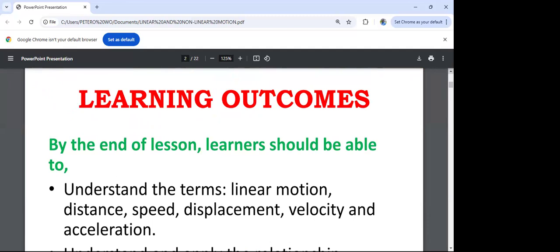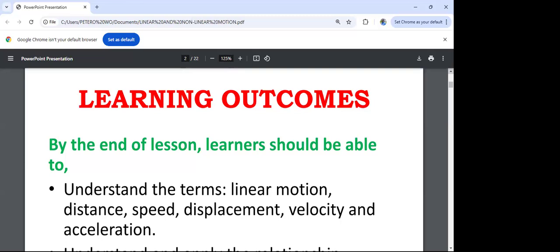Here we have linear motion, we have distance, we have speed, we have displacement, we have velocity, and acceleration. Those are the things that we are having, and we need to understand those terms. Linear motion, of course, we will look at the non-linear also. Distance, speed, displacement, velocity, and acceleration.